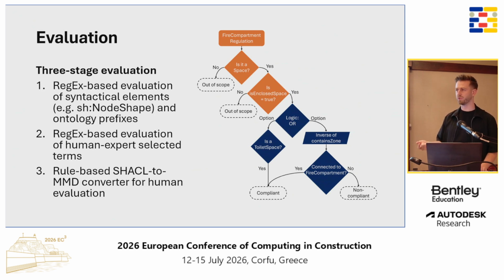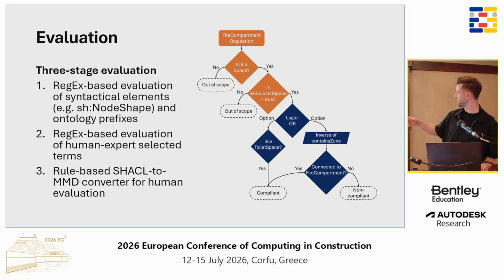We also check for ontology prefixes so that they are correct and the LLM does not invent new ontologies on the fly. We have human experts selecting terms. For example, a specific section about fire compartments needs to have this specific word from the ontology. So we can also check for this.